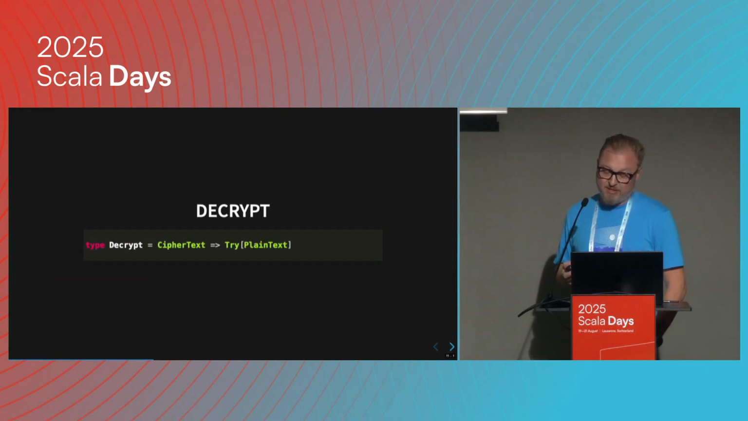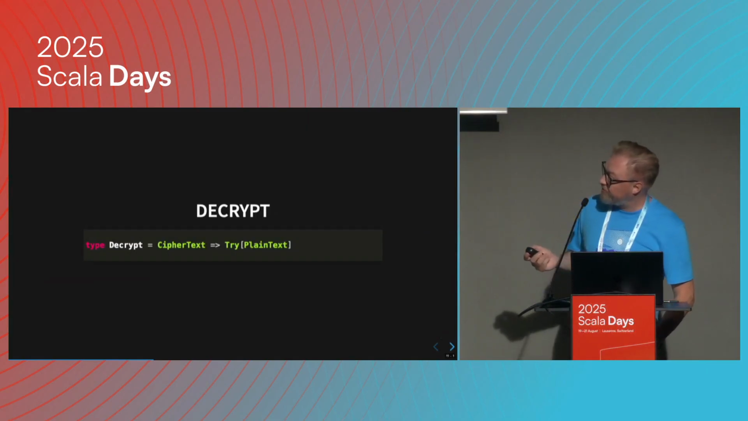The decrypt type is the inverse of encrypt. So it goes from the ciphertext to plain text, and yeah, it could fail, so it's a try.